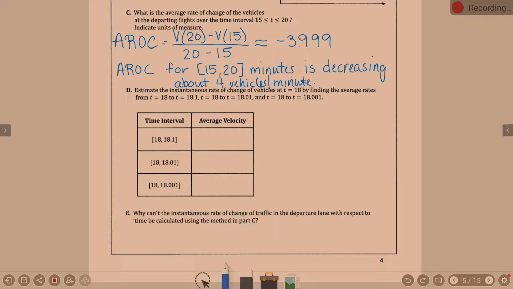Okay. I know I'm not a huge words person in math, but with calculus we have to work at that. We have to be able to put into words. Don't just say -3.9999 feet per second or vehicles per second. Sorry, wrong problem, wrong class.